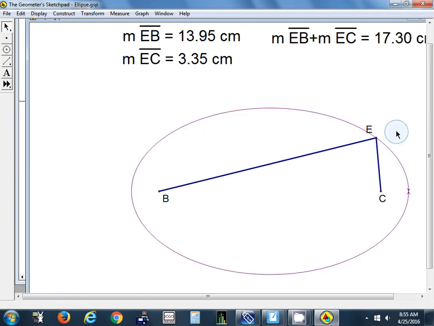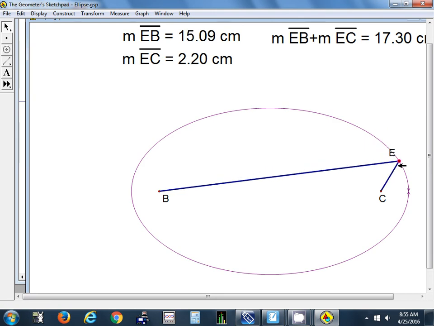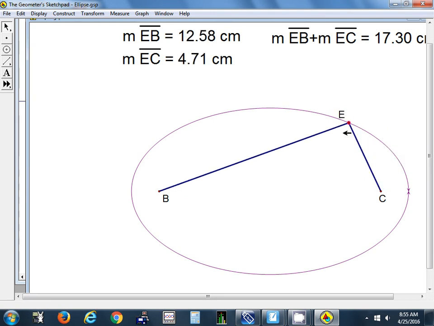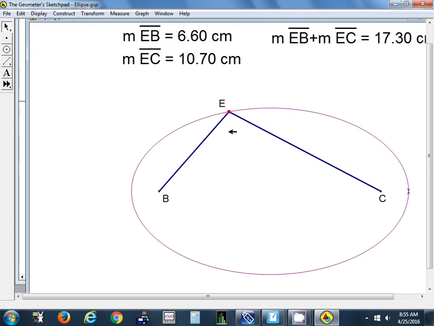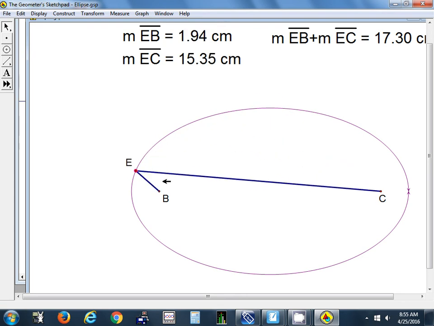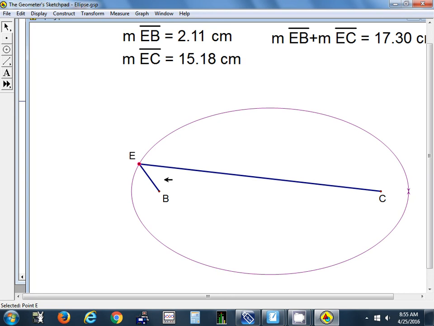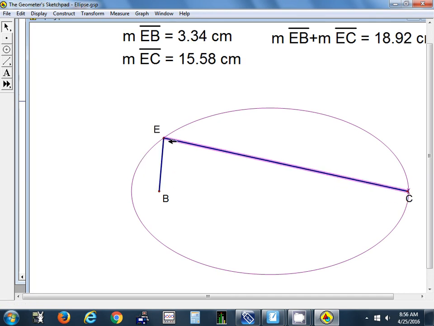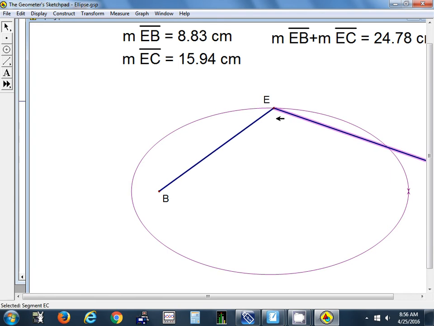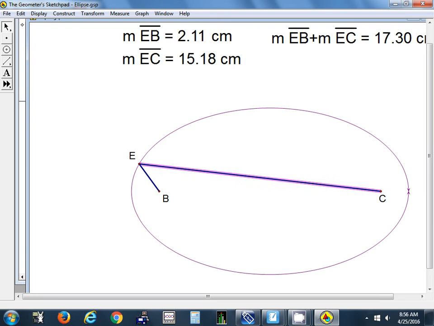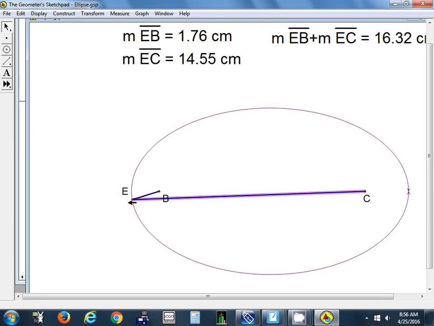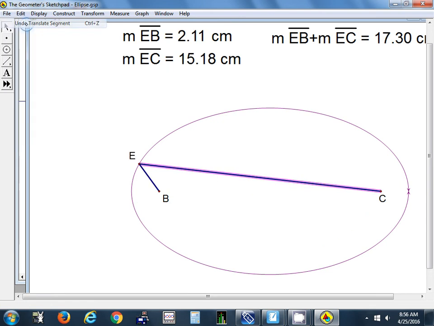See if I can just click the point. All right, so notice the distance from E to B is changing and E to C is changing. But if you add the two distances together, you're always going to get 17.30. Because of rounding, it might come out a little bit off.